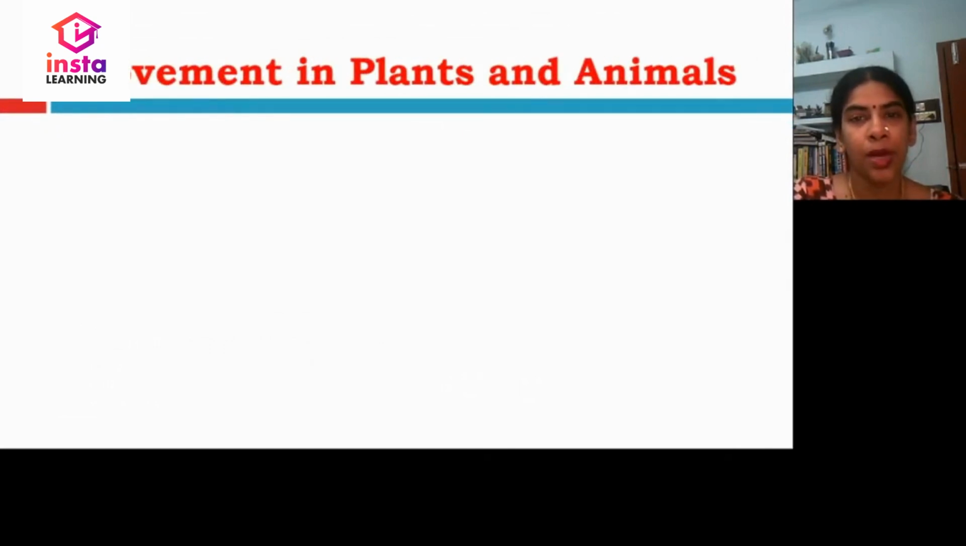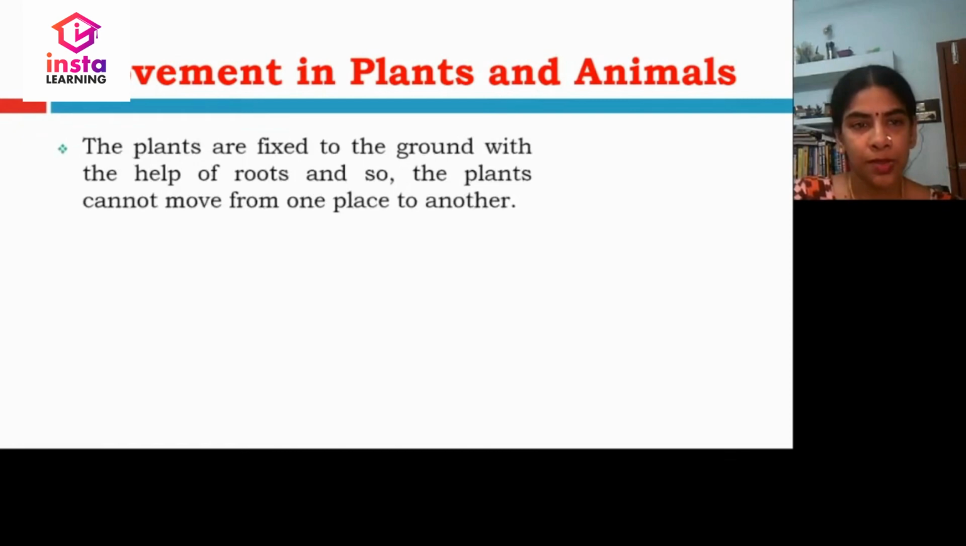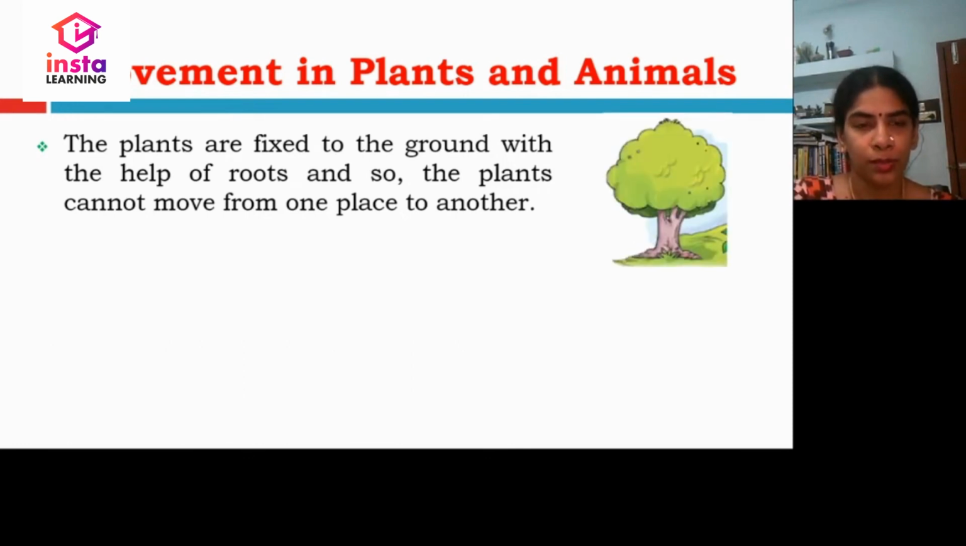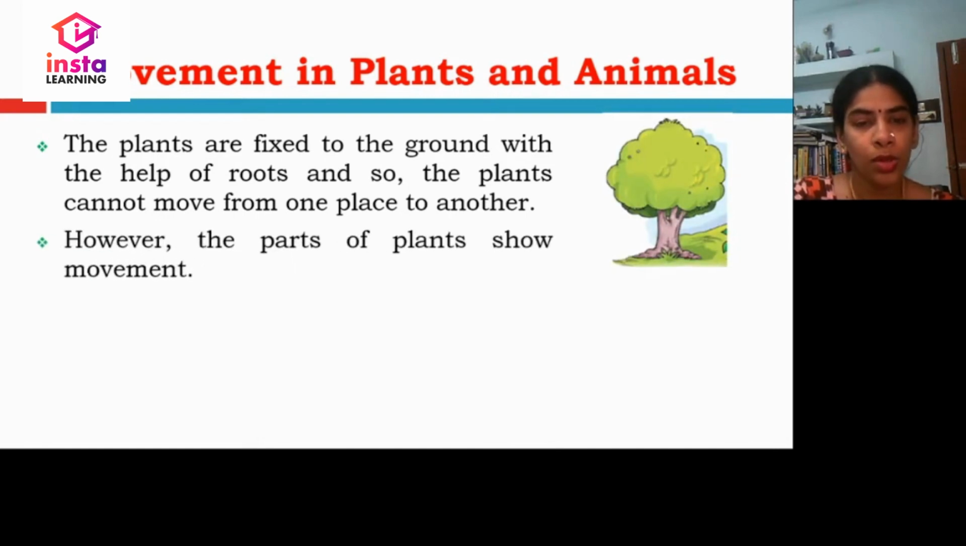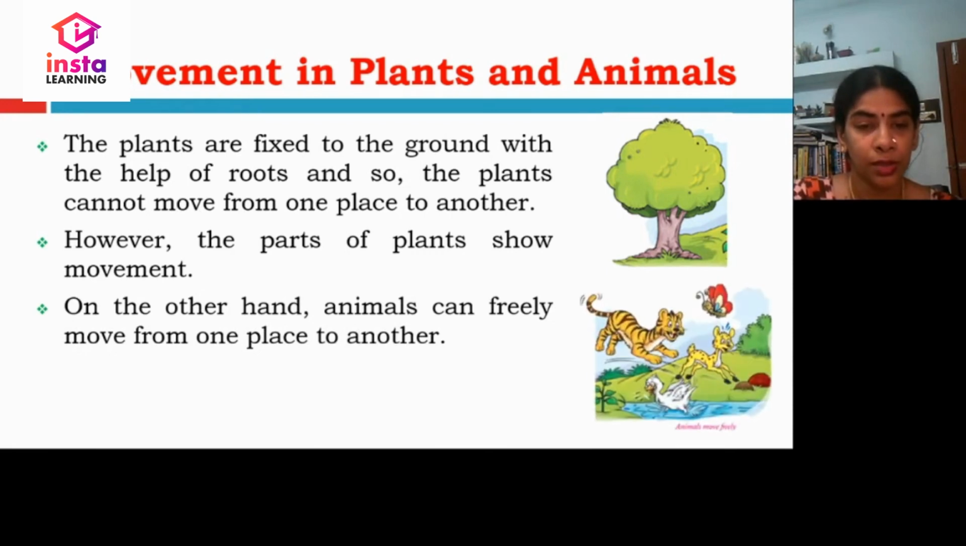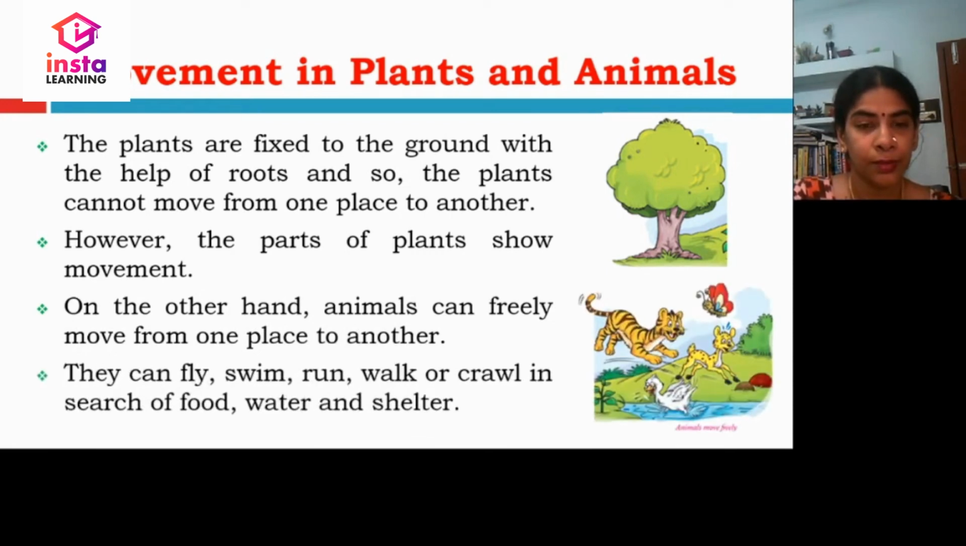Let us compare the movements in plants and animals. The plants are fixed to the ground with the help of roots, and so the plants cannot move from one place to another. However, we can see movement in the parts of the plant. On the other hand, animals can freely move from one place to another. They can fly, swim, run, walk, or crawl in search of food, water, and shelter.